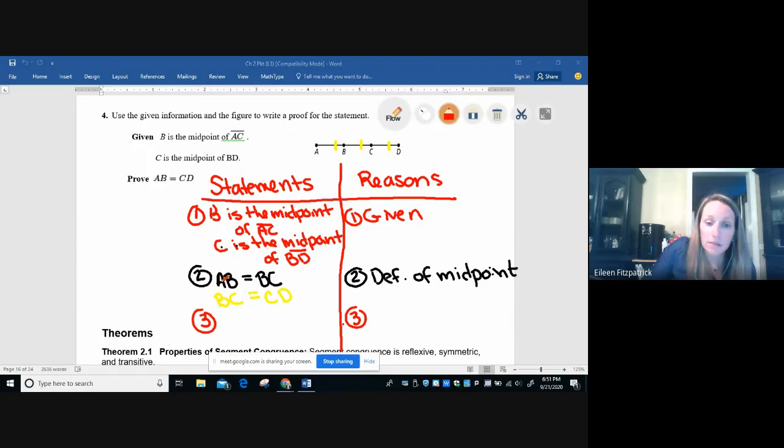Now look above and see if you can come up with a new statement. If AB is equal to BC and BC is also equal to CD, what does that allow you to conclude? Notice you can almost cross them out and you're left with AB is equal to CD. And we can call that either substitution or you can call that transitive.